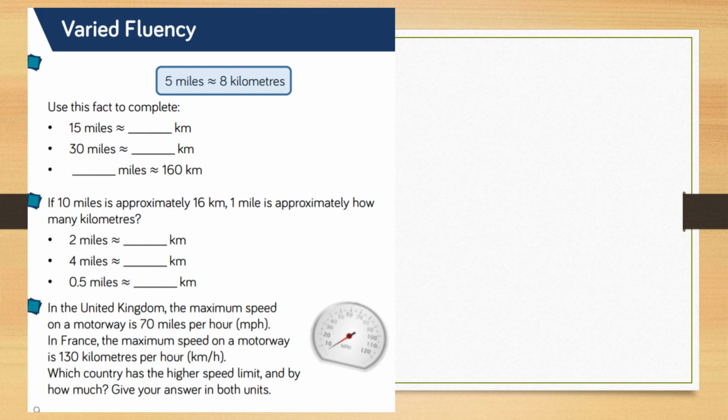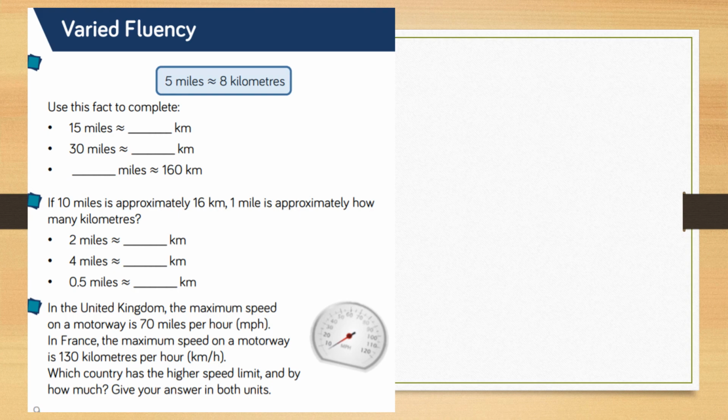In the United Kingdom, the maximum speed on a motorway is 70 miles per hour. In France, the maximum speed on a motorway is 130 kilometres per hour. Which country has the highest speed limit and by how much? Give your answer in both units. So you know that 5 miles is equal to 8 kilometres. Okay, so how do we get from 5 to 70? What do we think? How do we do it?